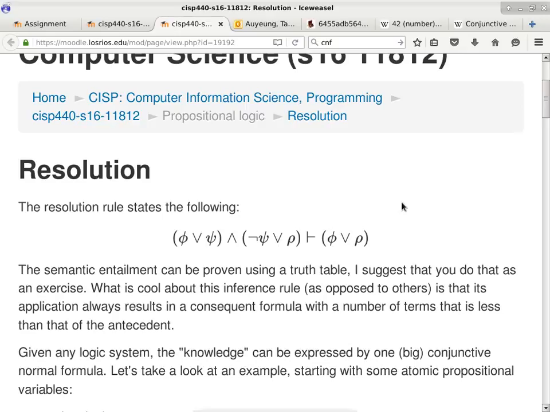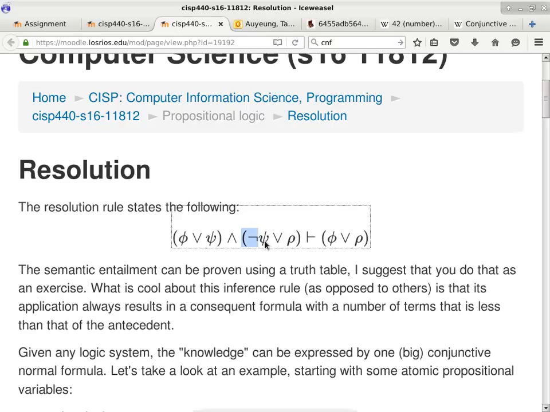Does the conclusion make any sense? Okay, let's take a look at the left-hand side first. The left-hand side says, right here, phi or psi. We don't know whether psi is true or not. We just know that these two can be combined or connected using a disjunction.